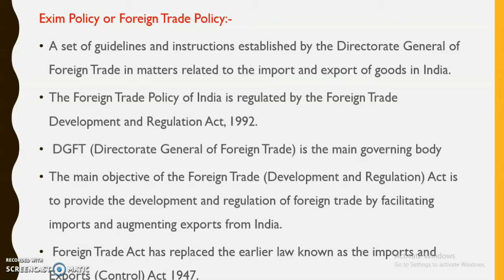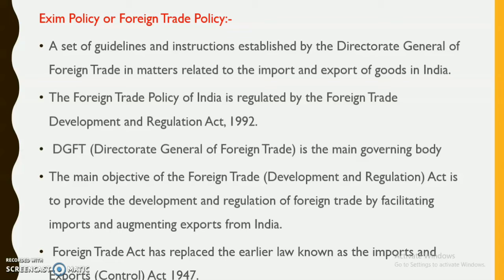Then this foreign trade policy of India is regulated by the Foreign Trade Development and Regulation Act, which was passed in 1992. Then DGFT, that is Directorate General of Foreign Trade, is the main governing body, and the main objective of this act is to provide for the development and regulation of foreign trade by facilitating imports and augmenting exports from India. This act is the Foreign Trade Act.